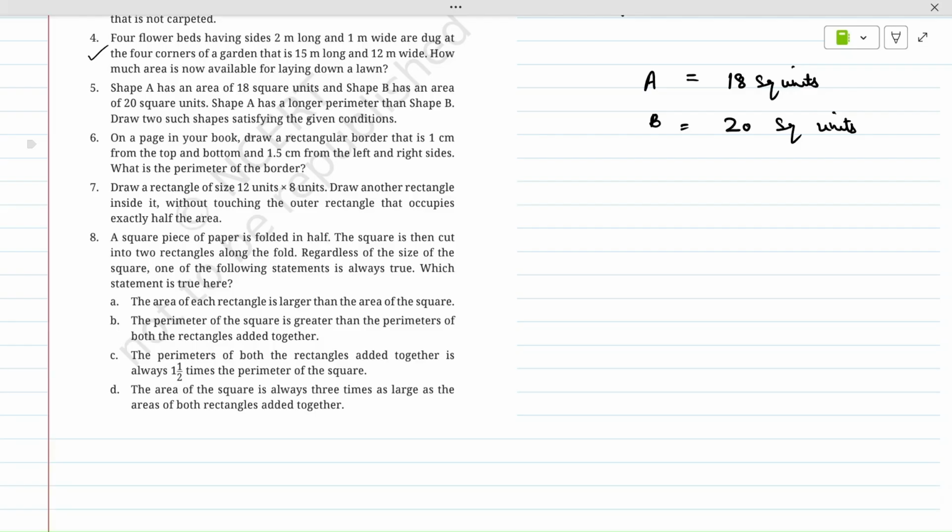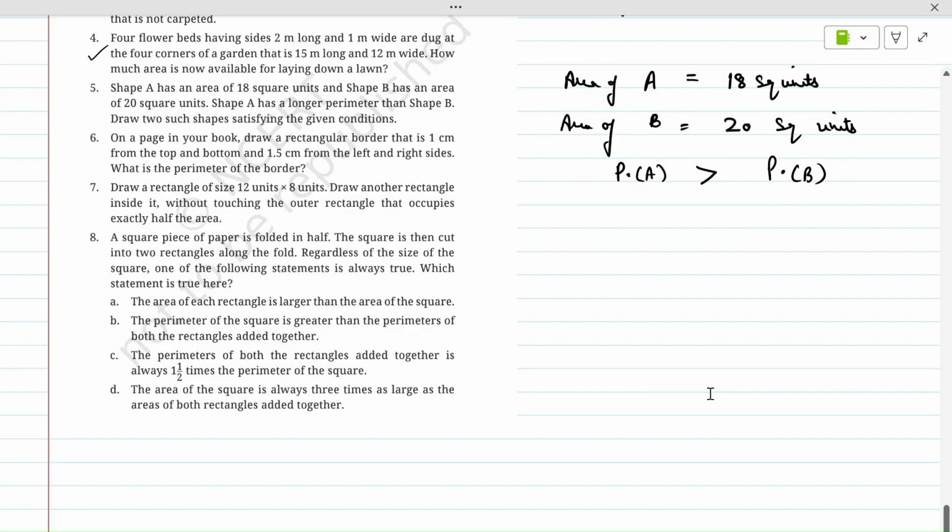Now, shape A has a longer perimeter than shape B. So, the perimeter of shape A is greater than perimeter of shape B. This is, I am writing area of A, area of B. These two. Okay. Now, we have to draw such shapes that satisfy the given conditions here. So, we have to draw two such shapes which satisfy these conditions.